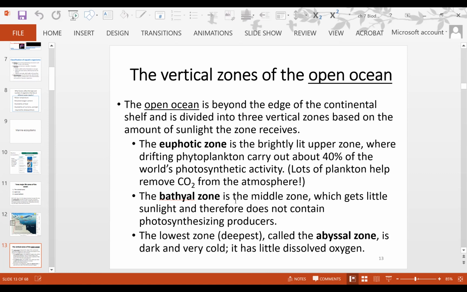And then again, the bathyal zone, which is the twilight, it gets a little bit of sunlight, but it's not enough for the photosynthesizing producers. And then again, your lowest zone, which is deep, very cold, very dark. There is little dissolved oxygen. That is your abyssal zone.